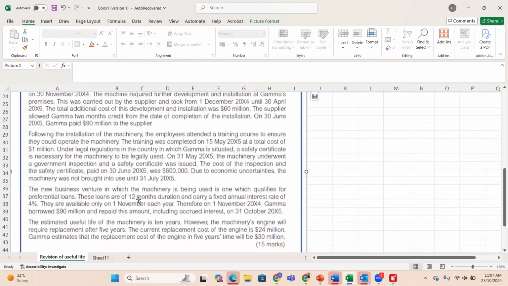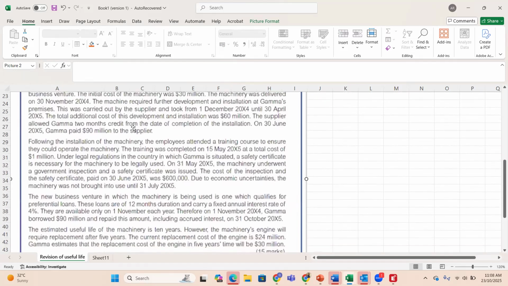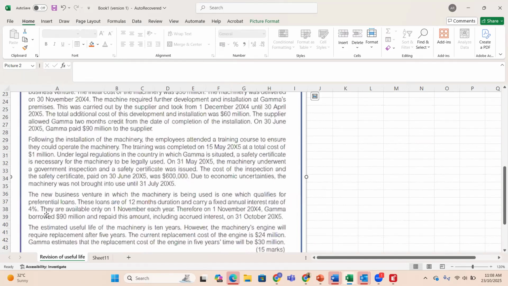Now, the new business venture in which the machinery is being used is one which qualifies for preferential loans. These loans are of 12 months duration and carry a fixed annual interest rate of 4%. They are available on 1st November each year. Therefore, from 1st November 24, Gamma borrowed 90 million and repaid this amount. So, for financing this, they borrowed money at 4% interest. Now, we have not gone into IAS 23, but you tell me, what should I do with this piece of information?